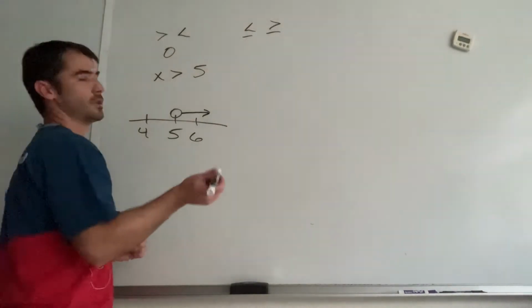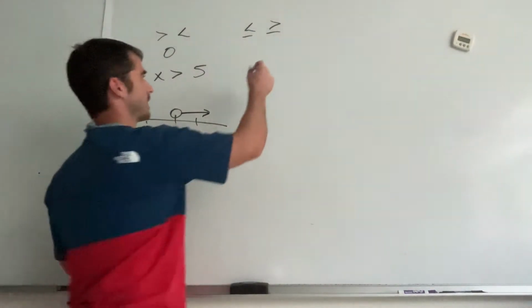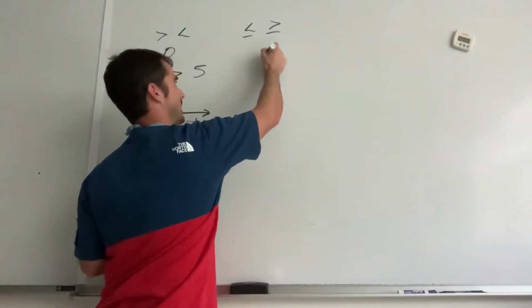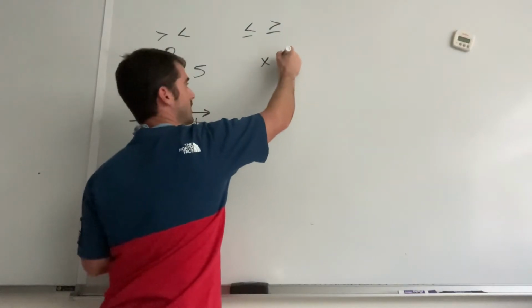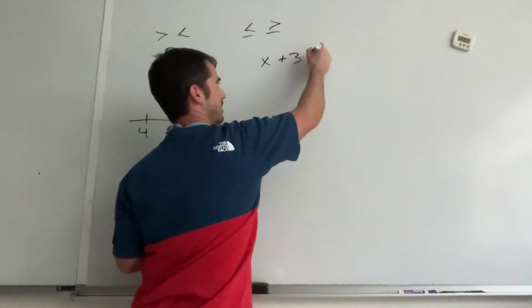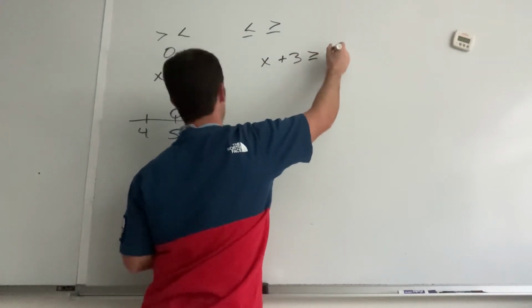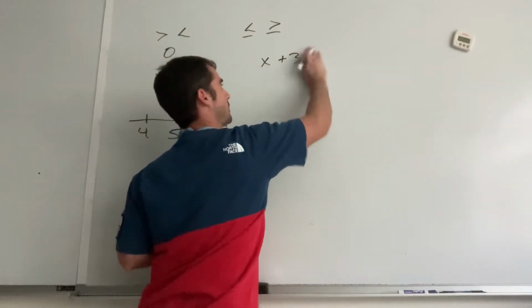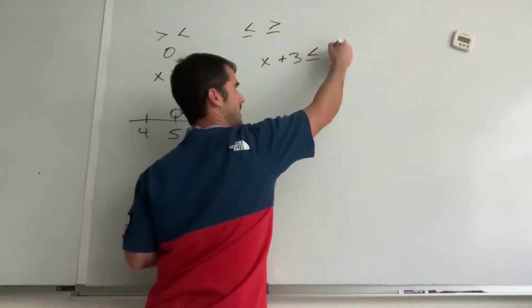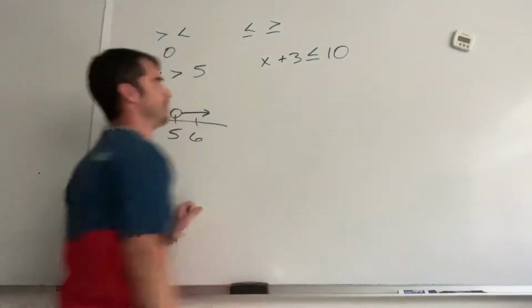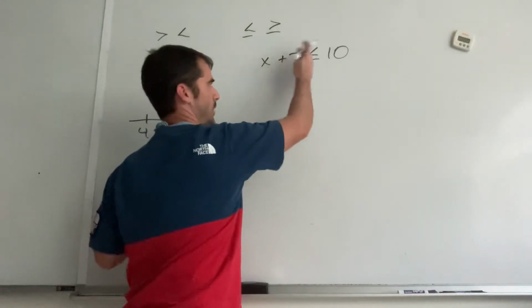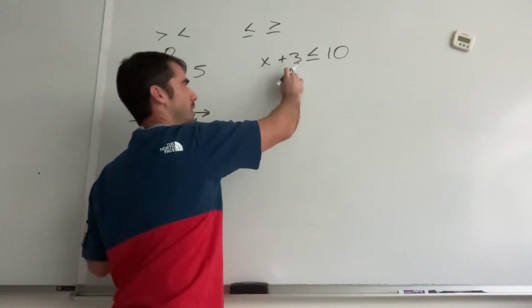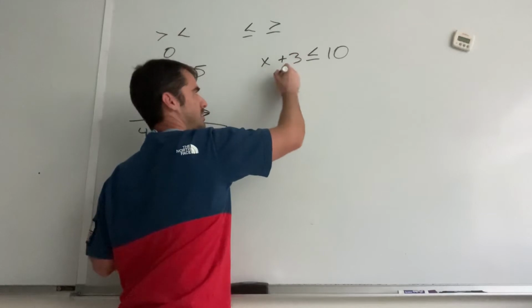Now I'm going to do a slightly harder one, okay? This is a one-step inequality. Let's say we have x plus 3 is less than or equal to 10. All right, so I'm going to solve this just like I solve a regular equation. I need to get this x by itself. We can look at this just like an equal sign. So what I'm going to do is get rid of this plus 3 by subtracting 3.